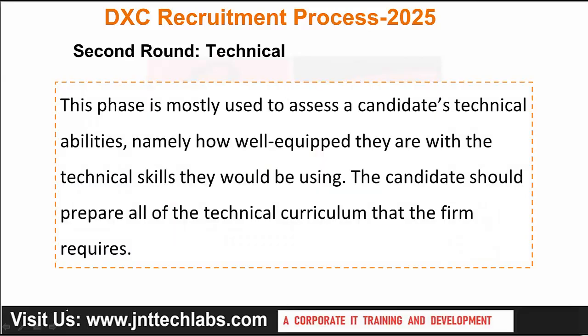again, the technical round. This phase is mostly used to assess the candidate's technical ability, namely how well equipped they are with the technical skills they would be using. A candidate should prepare for all the technical curriculum that the firm requires. The company that is recruiting will test the knowledge required in their company, the technology they are using. The minimum knowledge is required. After that, they will give training once you are selected. But this is the main thing we need to know.